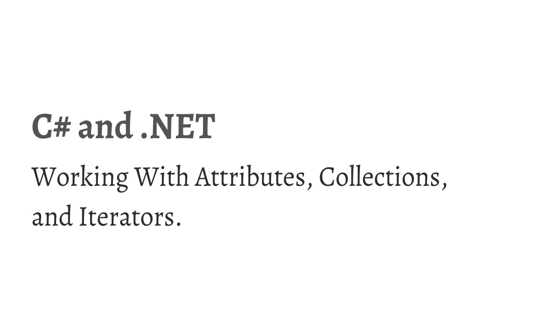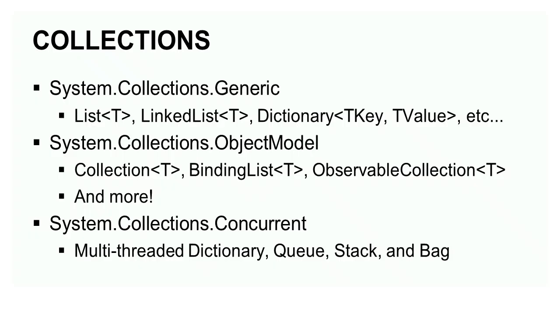Hi, in this series of videos, you are going to learn three important aspects of C# and the .NET framework: attributes, collections, and iterators. Now, you may use some of these things all of the time. For example, there's not a day that goes by where I don't use an array or a list. Do you know the interfaces involved with the .NET framework's vast set of collections?